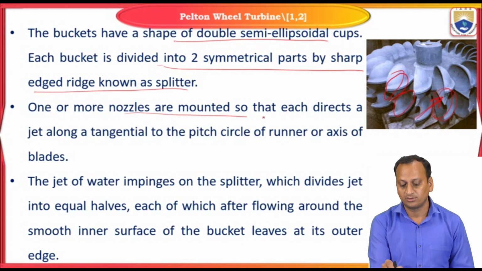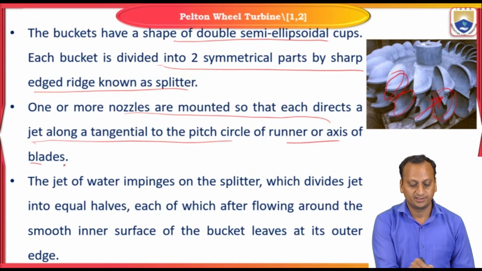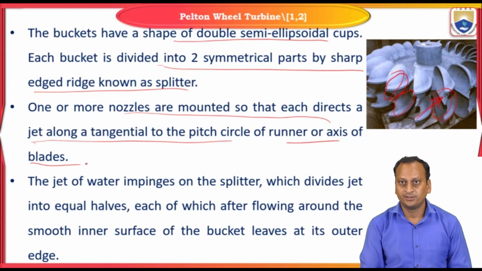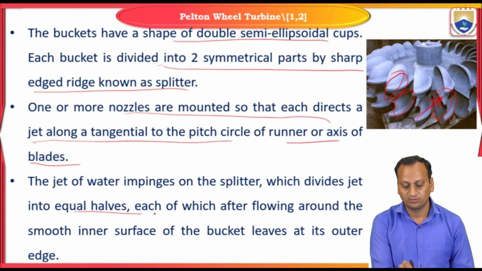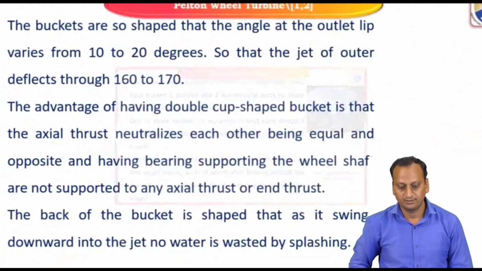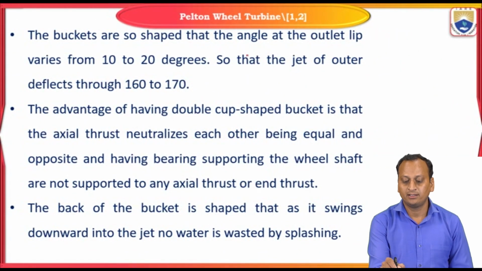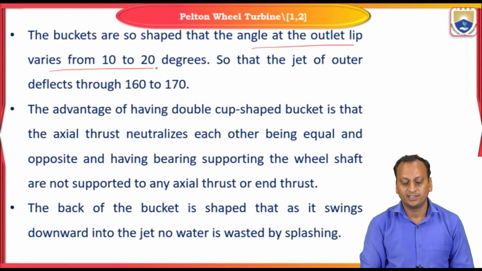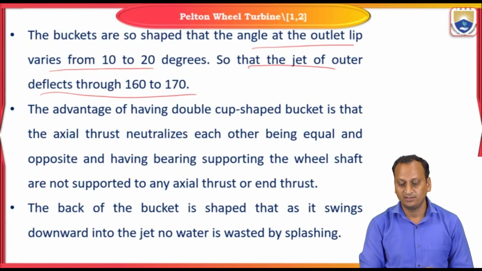The jet is divided into two symmetrical parts by a sharp edged ridge known as the splitter. One or more nozzles are mounted so that each directs the jet tangential to the pitch circle of the blades. The jet of water impinges on the splitter, which divides the jet into two equal halves. After flowing around the smooth inner surface of the bucket, it leaves at its outer edge. The buckets are so shaped that the angle at the outlet lip varies from 10 degrees to 20 degrees, so that the jet is deflected by 160 degrees to 170 degrees. The deflection angle we will see while deriving the expression for work done.